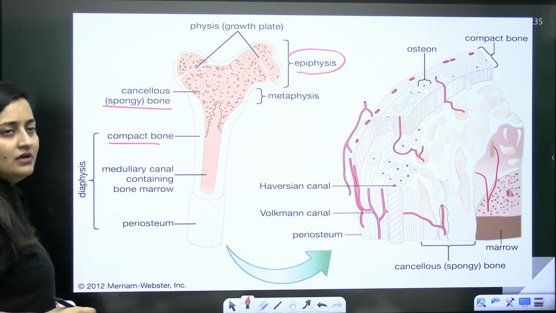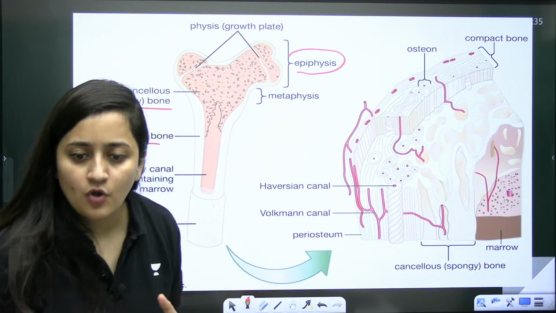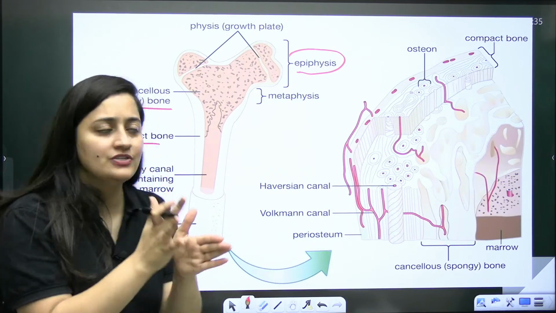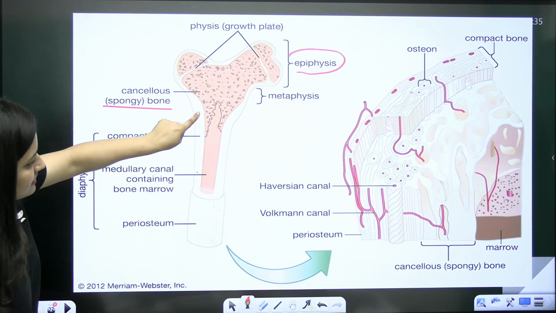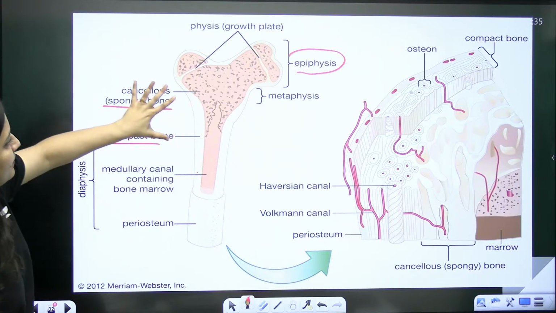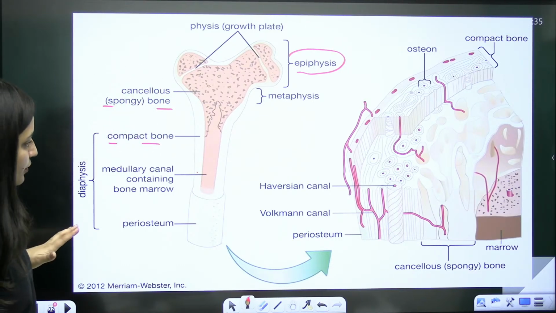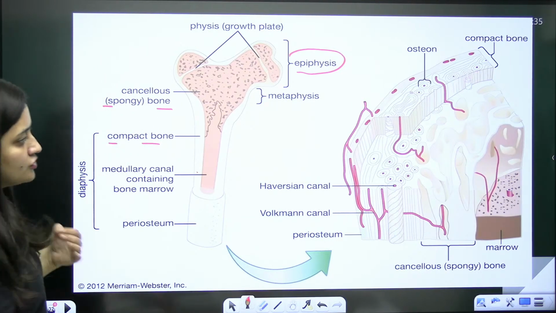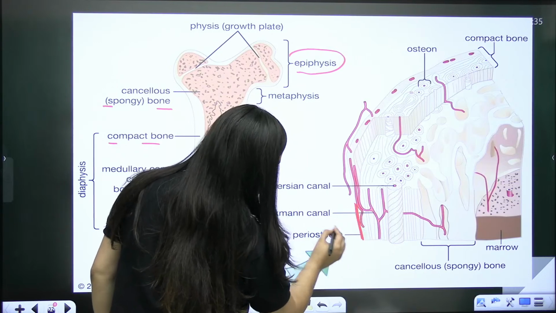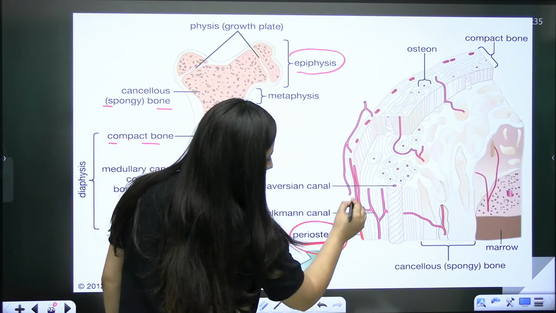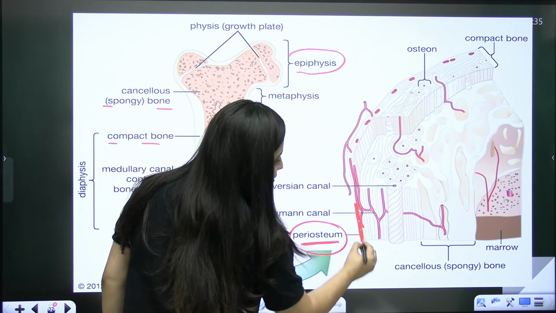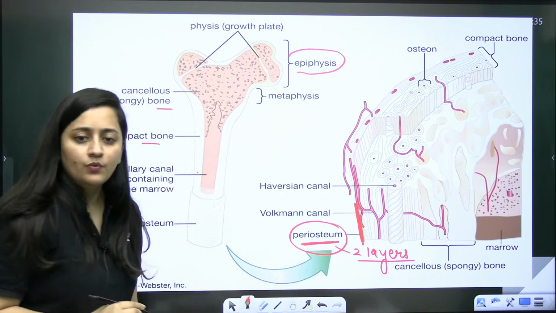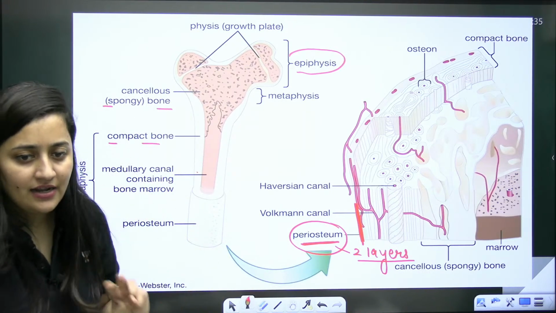Now when you look at the structure, can you see the spongy part and the compact bone inside? We divide bones like this: spongy and compact. Spongy is sponge-like, compact is tough. The outer part is the compact bone, and the inner part, having some canals, is the spongy bone. The outermost layer of your bone is the periosteum, and in the periosteum we talk about two layers, outer and inner.